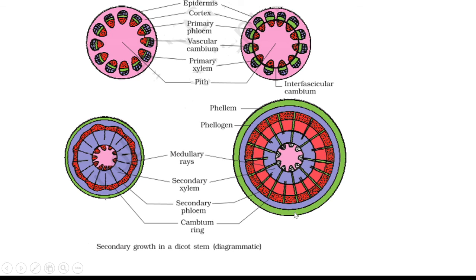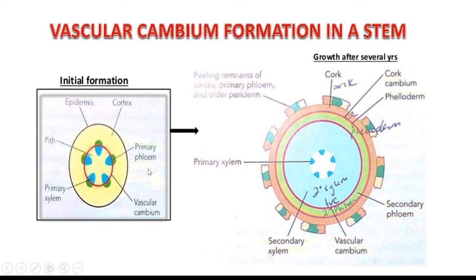Here the majority of the tissue, as you can see, is secondary xylem. In a woody plant, what we mean by wood is the secondary xylem. This is also the initial formation and the growth after many years. The details of how this vascular cambium divides and how secondary xylem and secondary phloem form, the cell division pattern and everything, I will take in the next class.